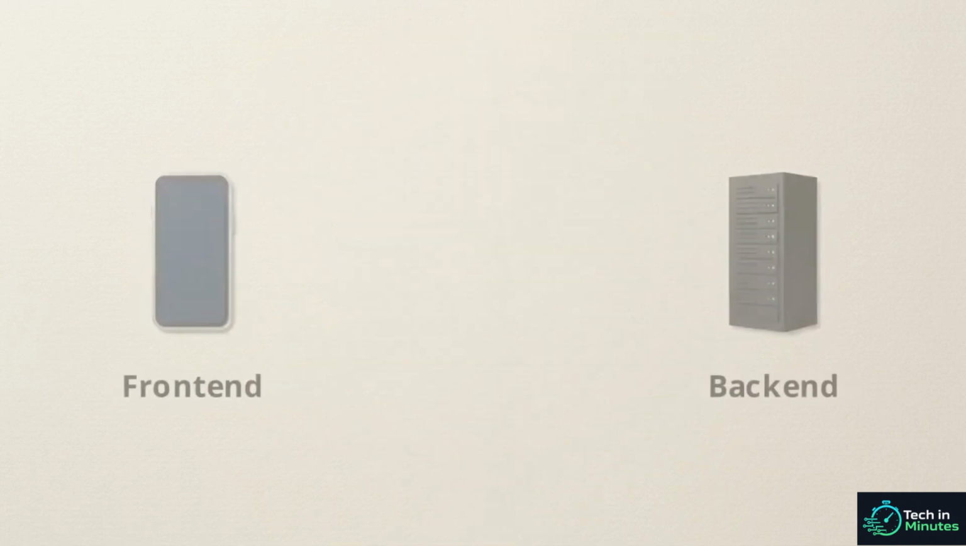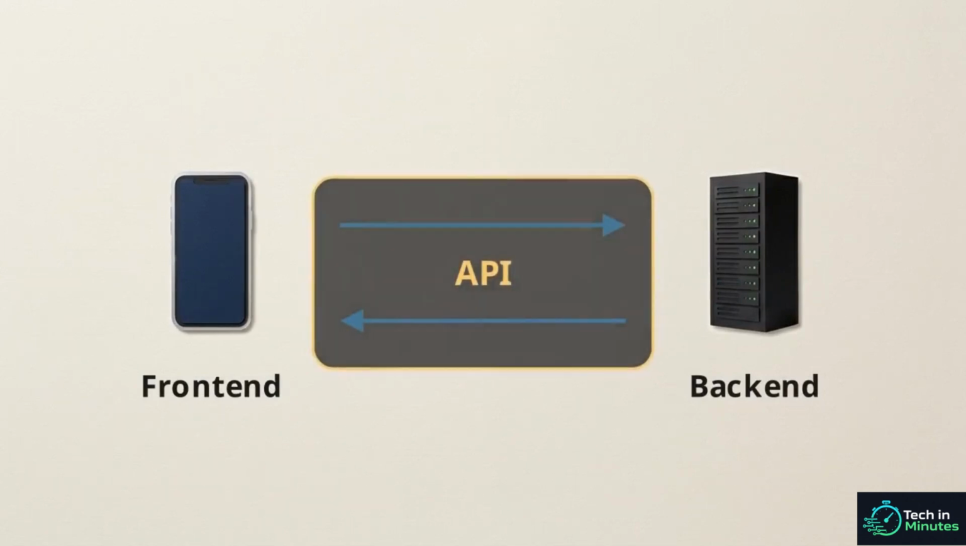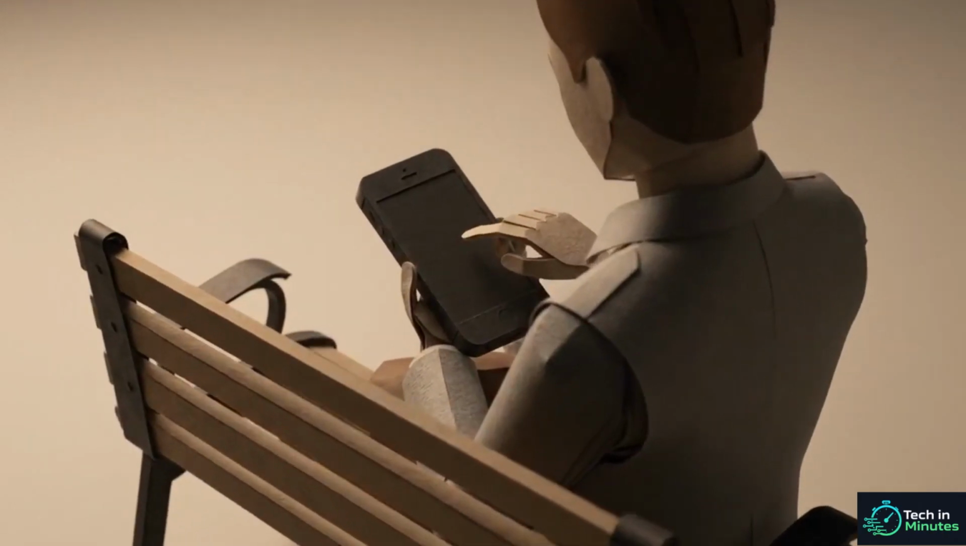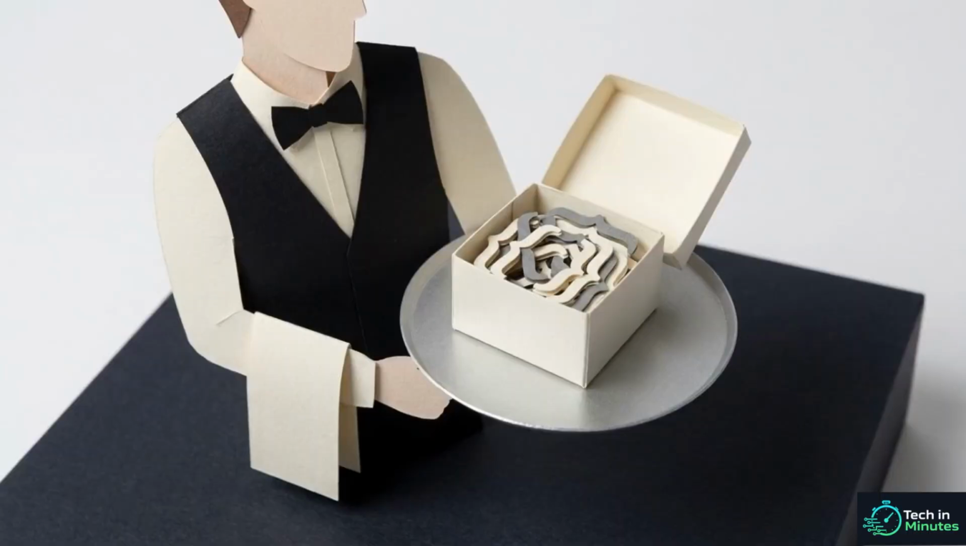It all comes down to a simple formula. The front end asks, the back end responds, and the API is the bridge connecting them. This happens billions of times every single second, all around the globe. So the next time you tap a screen or check a map, you don't have to wonder how it works. You know exactly who the messenger is.